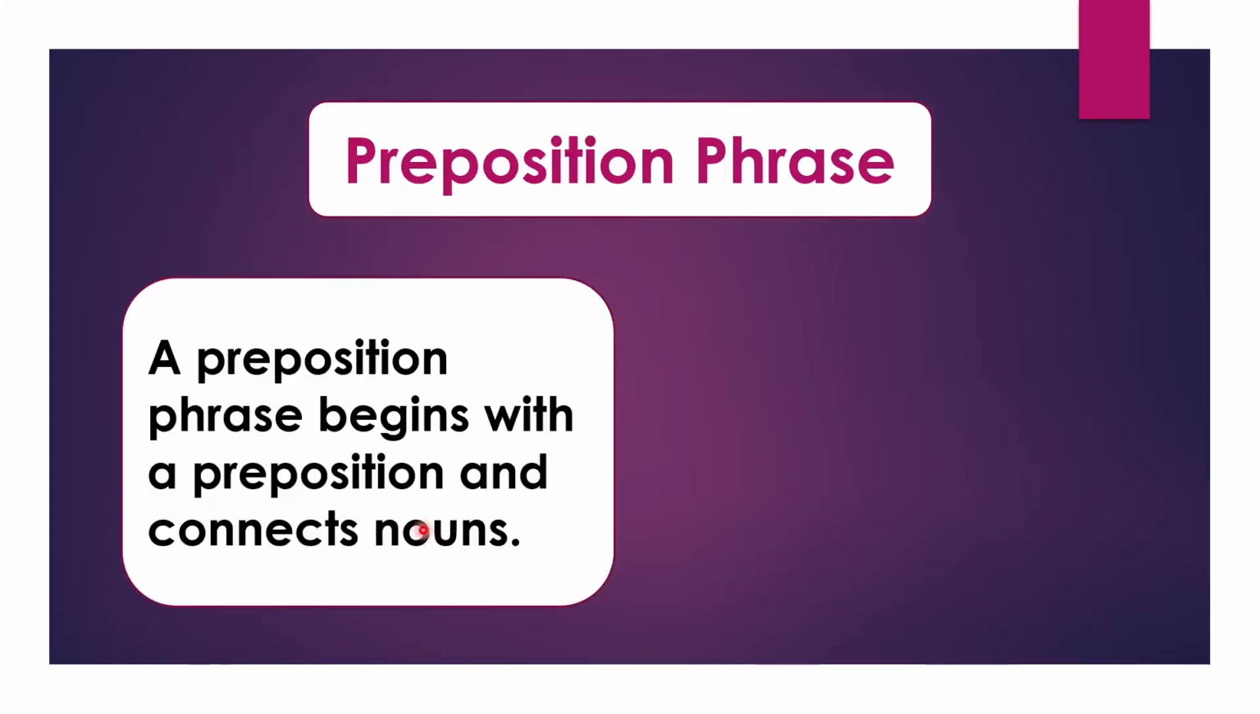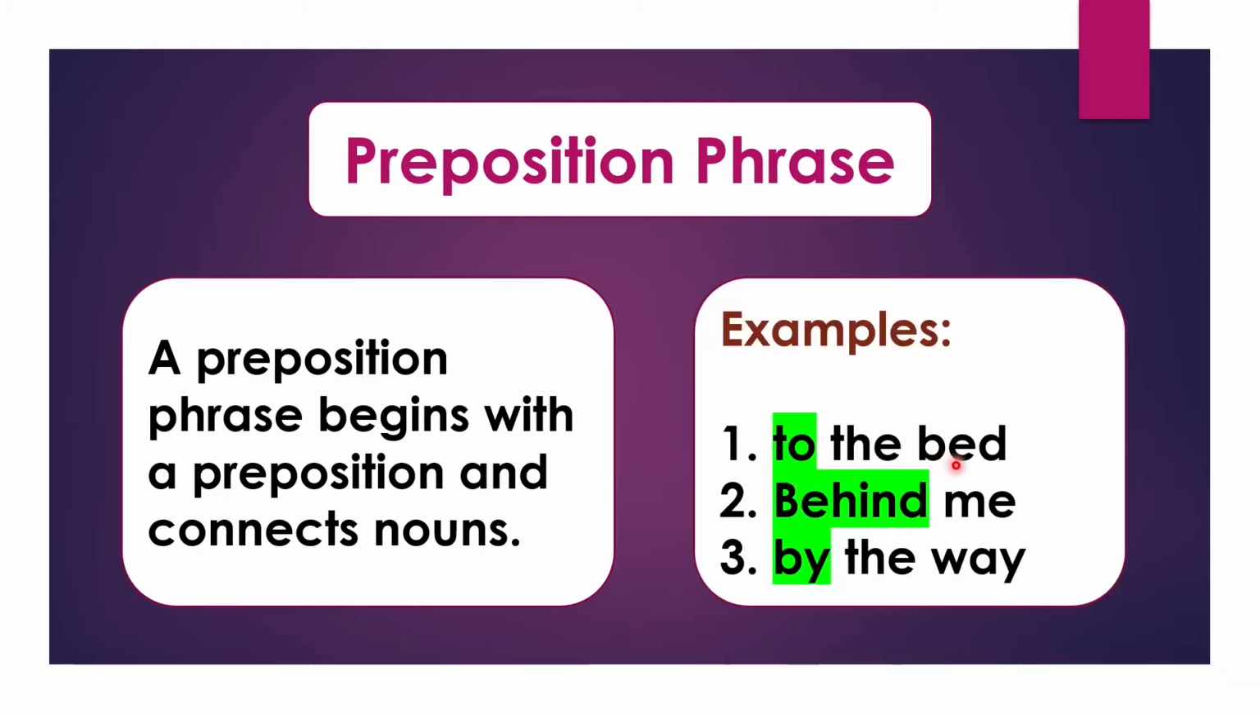Now let's know what is preposition phrase. A preposition phrase begins with a preposition and connects nouns. So preposition phrase always starts with a preposition and it shows the relation with the noun. Like to the bed. So bed is the noun where it is showing the direction to the bed. So here the phrase starts with to and to is the preposition and to is the main word here. That's why it is a preposition phrase. Behind me.